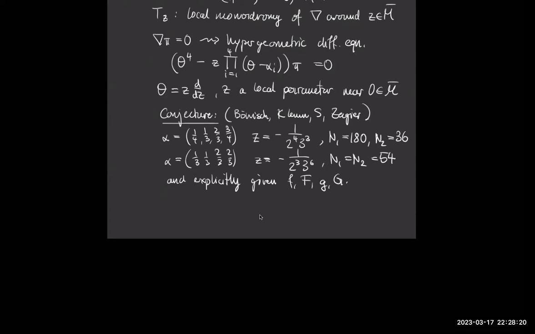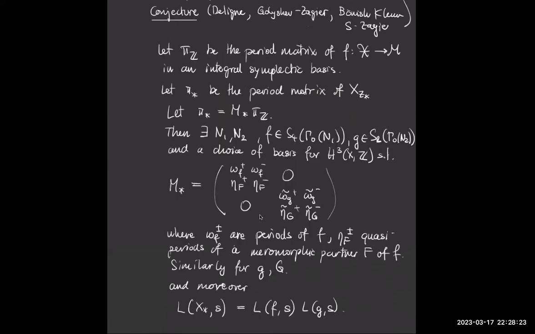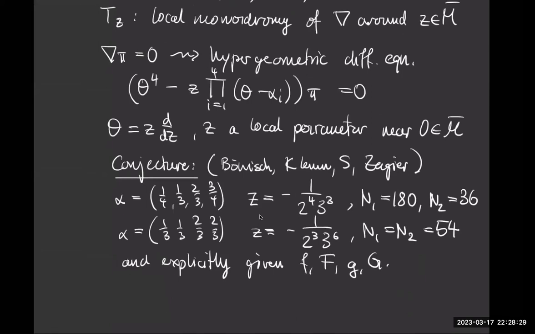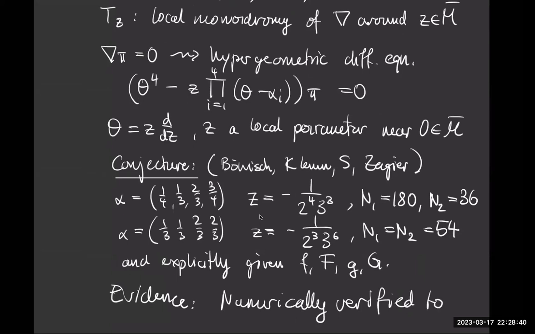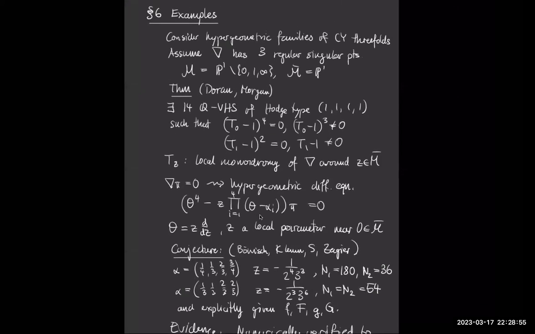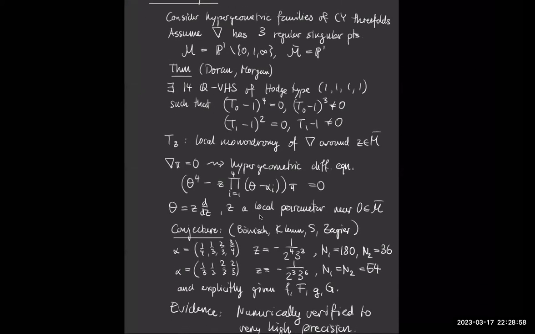So for these values, this conjecture holds in the sense that we have numerically verified it to very high precision, like thousands of digits. Okay, essentially I'm done. Let me maybe make one more remark.